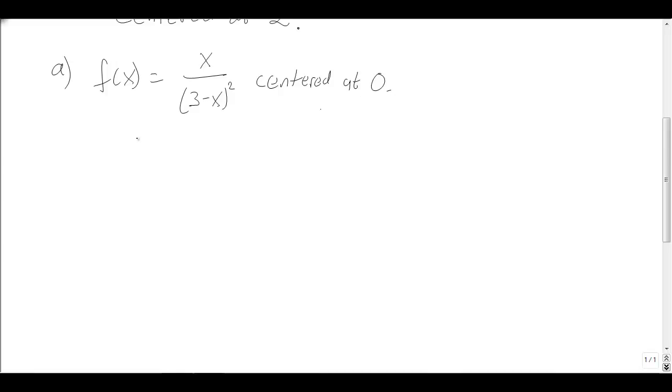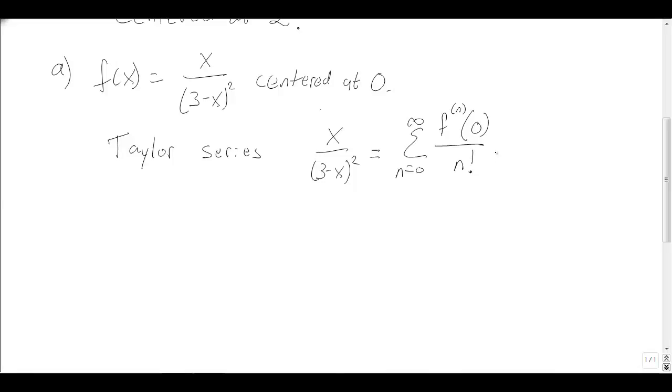Our Taylor series here essentially is going to tell us that x over (3 minus x) quantity squared will be a sum n equals 0 to infinity. And I take the nth derivative of f, evaluate that at 0, divide by n factorial, and then I get an x to the n. So as long as the series on the right converges here, this equality will be true. So this is essentially what we're going to try and do, and we've got everything we need here, except for the nth derivative of f.